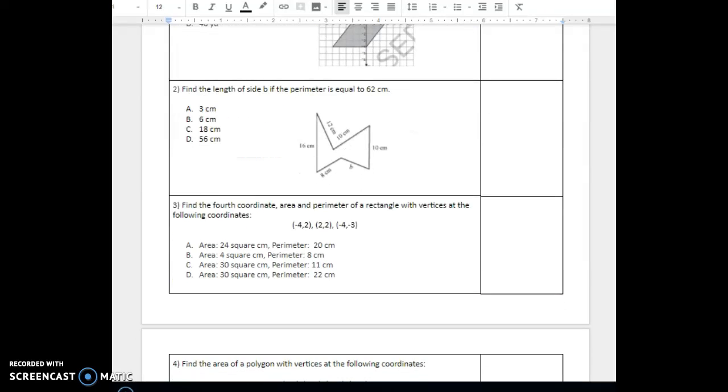Question 2. Find the length of side B if the perimeter is equal to 62 centimeters. A. 3, B. 6, C. 18, D. 56.